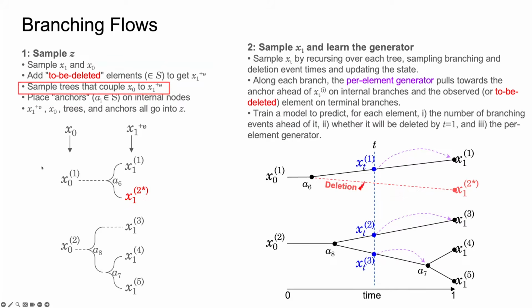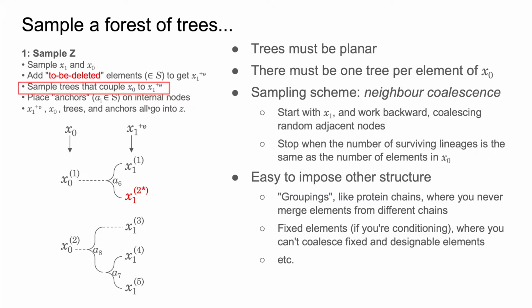So what are the constraints on the trees? They must be planar. So you can't take, say, the third element and the fifth element and make them form an immediate common ancestor, because that would violate the arrangement here. There must be one tree per element of x0. So this sounds like it's going to be annoying, but it's actually really easy.